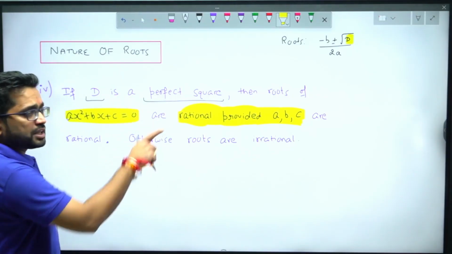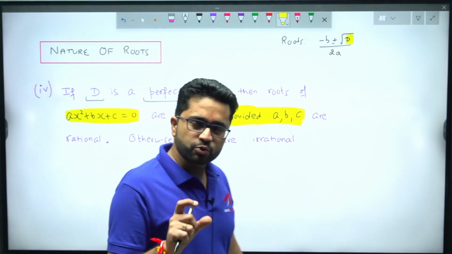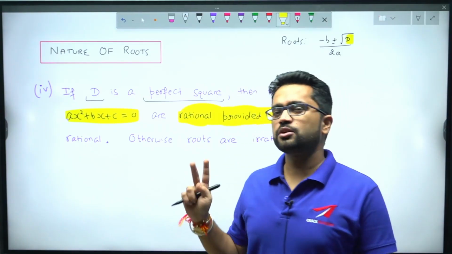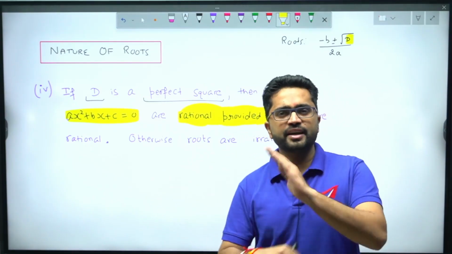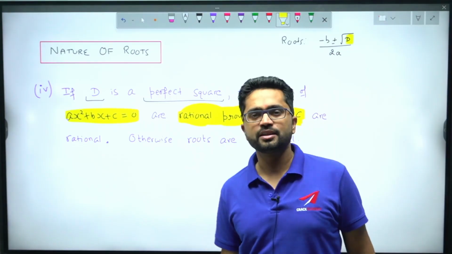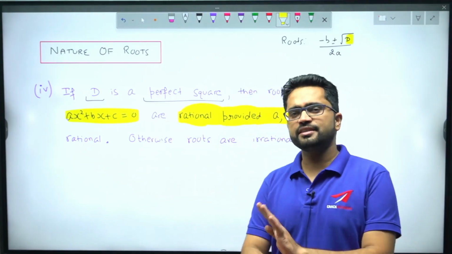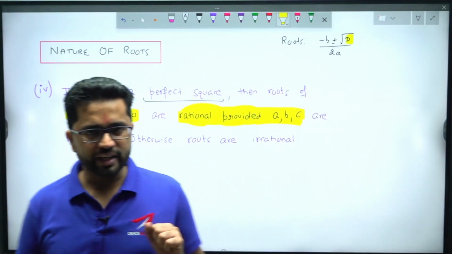Otherwise, if these two conditions are there, what are those two conditions? If D is a perfect square and the coefficients are rational, then finally we will have roots as what? Rational. Otherwise, it is irrational. Okay.